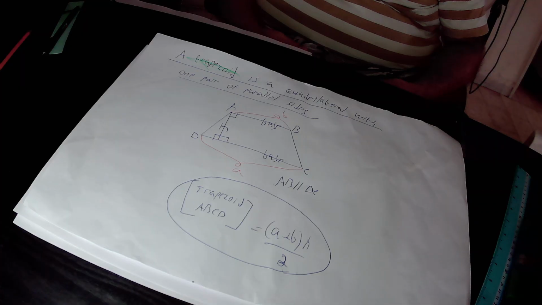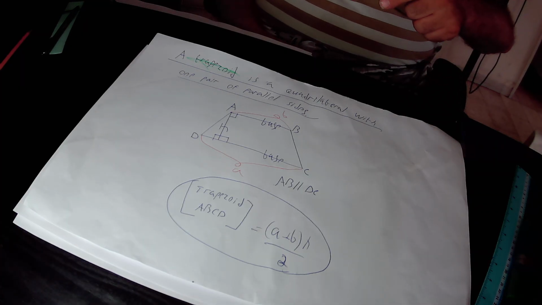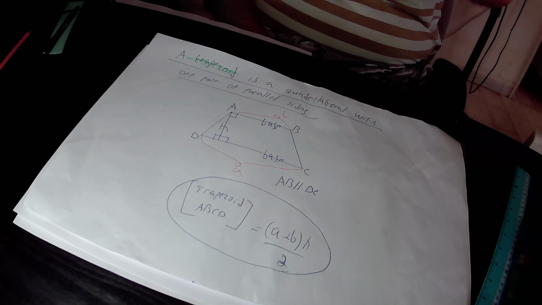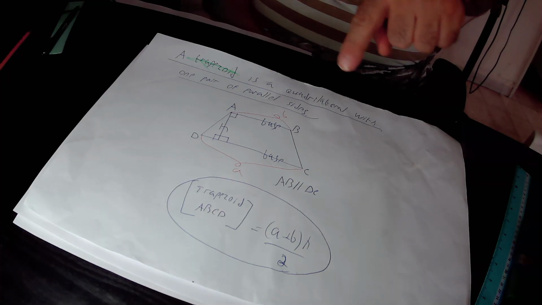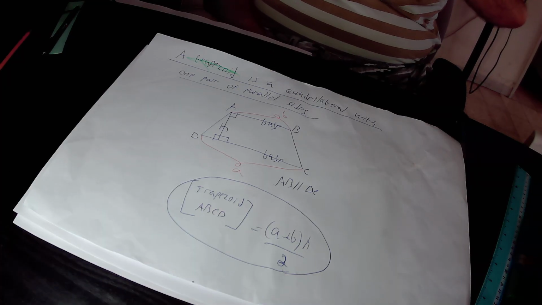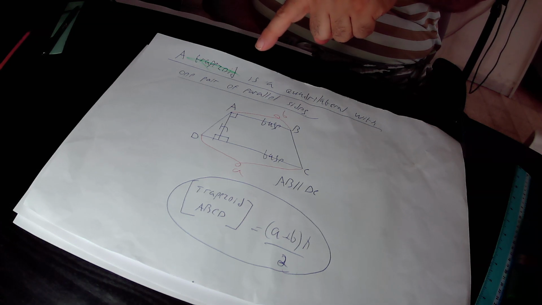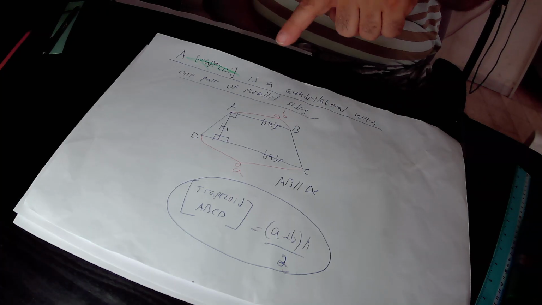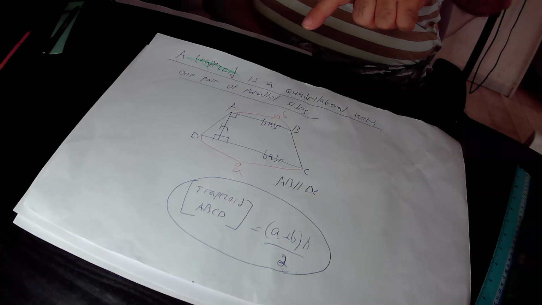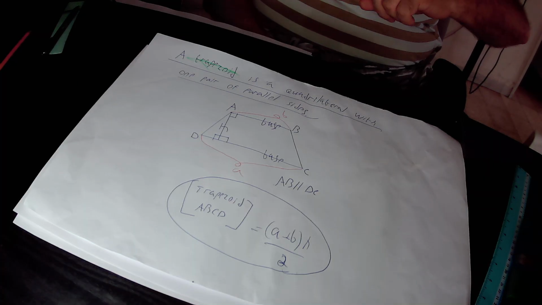So a trapezoid is a quadrilateral with one pair of parallel sides, and the area of trapezoid ABCD is equal to the sum of its two parallel bases, that is to say A plus B, times the height h, over 2. And the height h is perpendicular to the two parallel bases. Okay, so the area of trapezoid ABCD equals the sum of its two parallel bases, A plus B, times the height h, over 2.